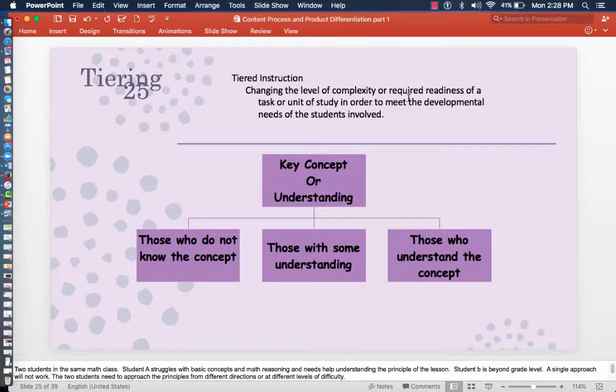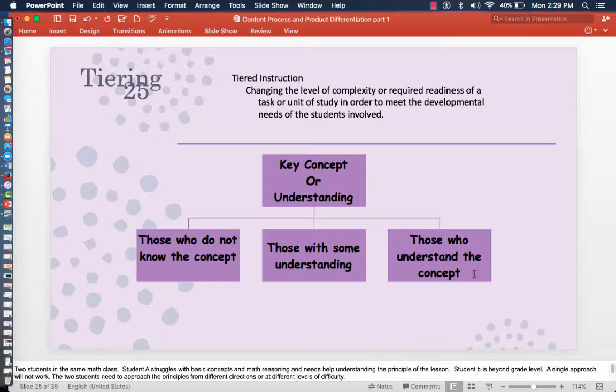You can read through those if you choose to. So we're going to have a key concept. We're going to have our lecture, our basic information that we're giving out to students. And you're going to see this restated in different ways: those who don't really know the concept, so this is something pretty new to them, and they're going to be looking at how do I understand this new thing that I'm learning. Those with some understanding and those who completely understand this concept. And so you're going to want to have an assignment that looks at 3 different levels.